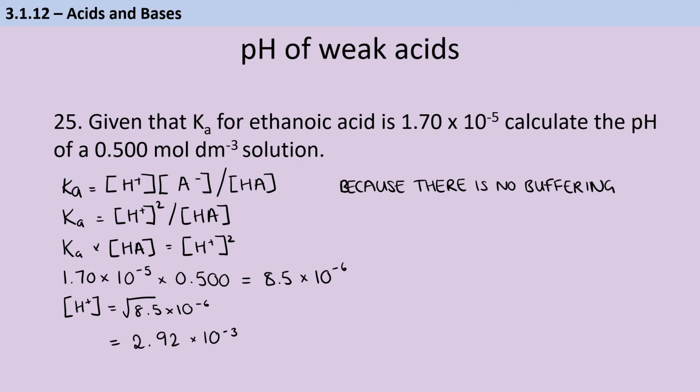That's my hydrogen ion concentration, not my pH, so I need to do one further step where I take the negative log base 10, and that gives me an answer of 2.54. And of course, I need to report that answer to 2 decimal places because that is the convention for pH.